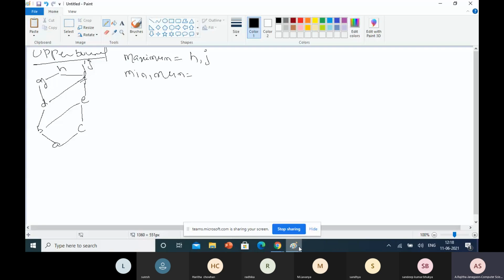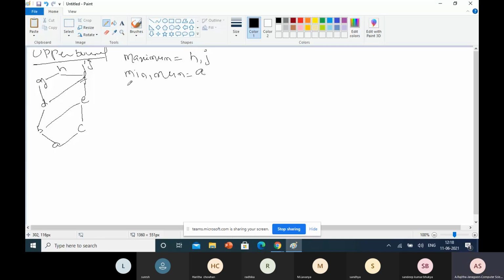Coming to the minimal, there is a bottom element in the Hasse diagram. Minimal element is the one where there is no lower element, that means there is no downward arrow. So the top elements in the Hasse diagram are the maximal elements, and the bottom element in the Hasse diagram is the minimal element. Here the minimal element is A.